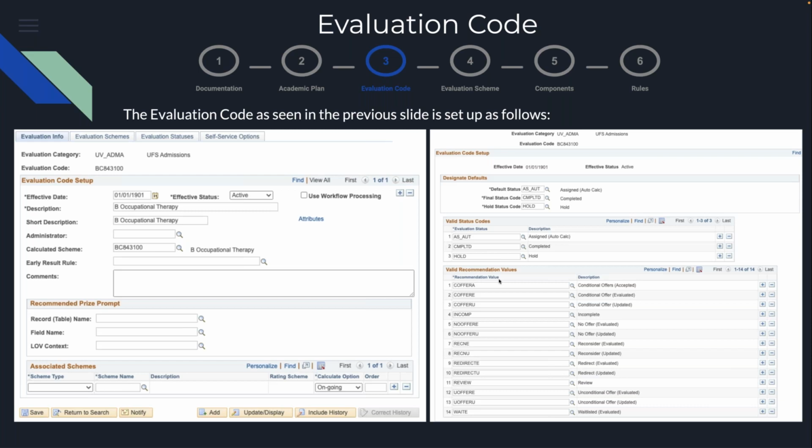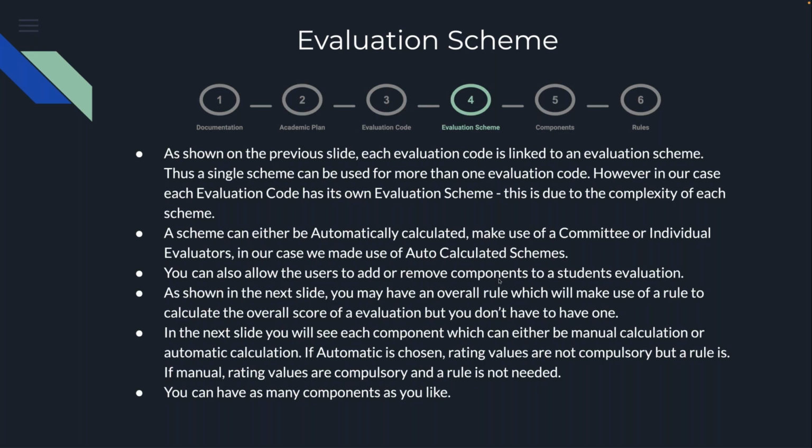To the student. So now we get to a scheme. We've said that a code is linked to a plan and a scheme is linked to a code. So what is a scheme? A scheme can be used across several evaluation codes. You don't have to have a one-to-one relationship between the two, but in our case, due to the complexity of each plan, we have one code and one scheme which all have a one-to-one relationship.